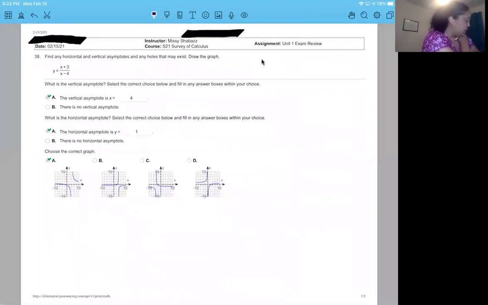All right, next question. This is 38. Y equals x plus 3 over x minus 4. Find the horizontal and vertical asymptotes and any holes that may exist.